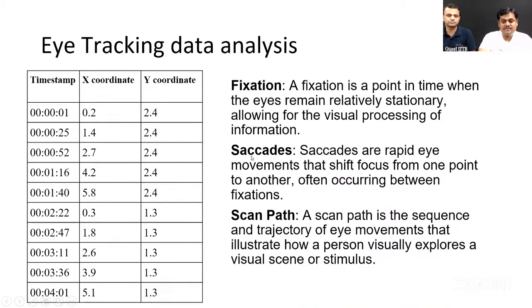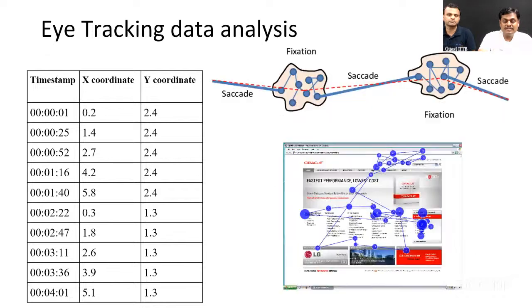The next parameter is saccades. A saccade is a rapid eye movement that shifts focus from one point to another, often occurring between fixations. What does that mean? For example, this is AOI 1 and this is AOI 2, meaning area of interest 1 and area of interest 2. A saccade is a movement from area of interest 1 to 2. A saccade actually is a movement. It is not related to time. It is related to the coordinates.